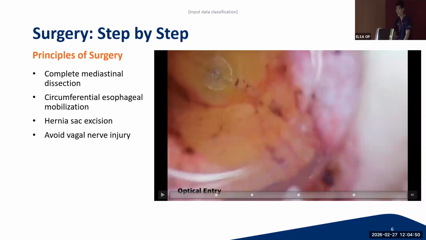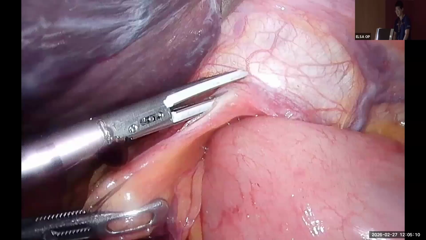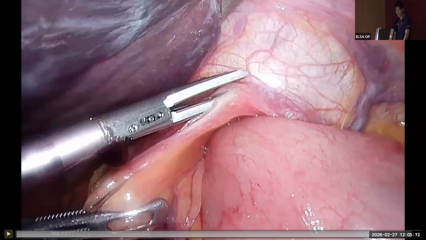One of the drawbacks is that you do need to place your ports rather high because you are dissecting the hiatus. So even though we may think that the hiatus is where the xiphisternum is, it is usually actually much higher. I usually put a port directed just below the nipple line, and that's where my ports will be usually quite high. So just a few videos.